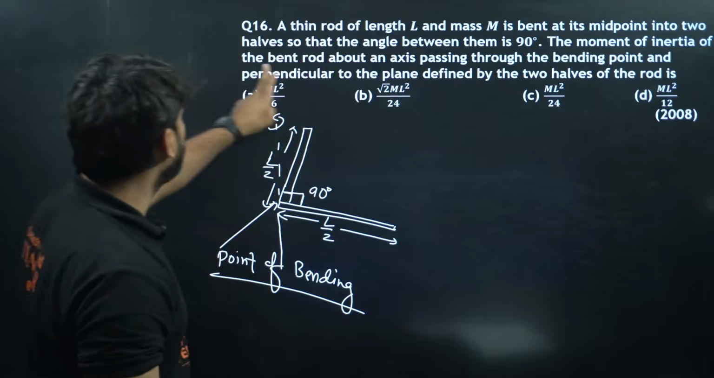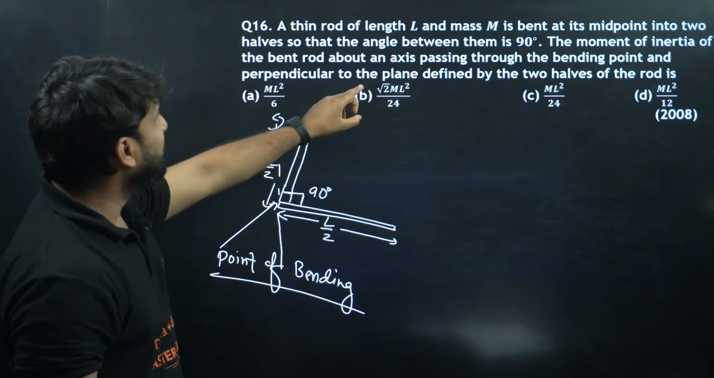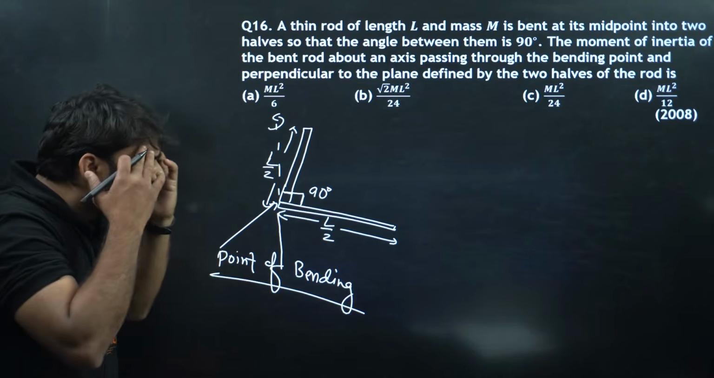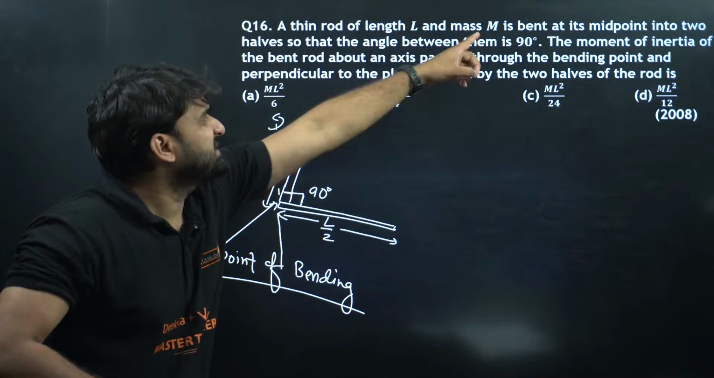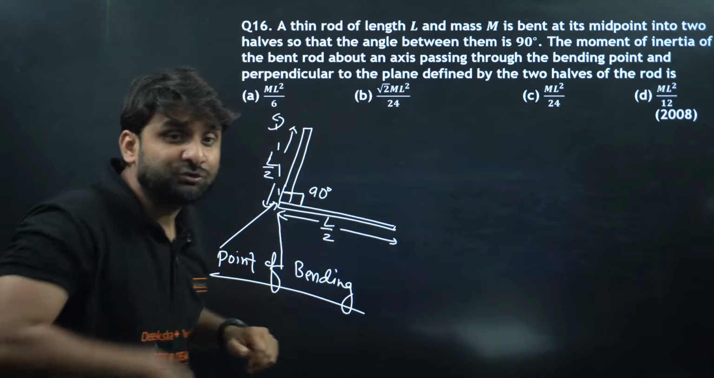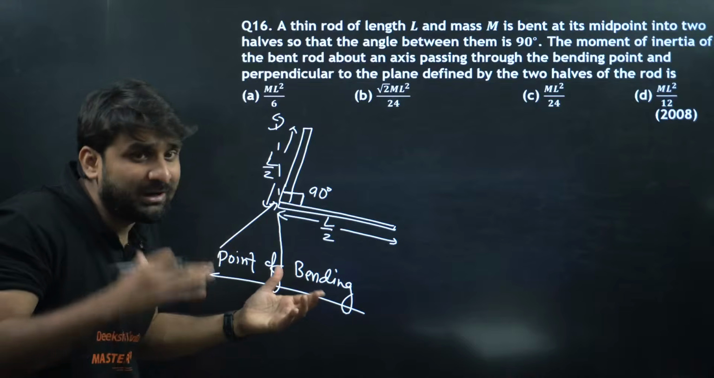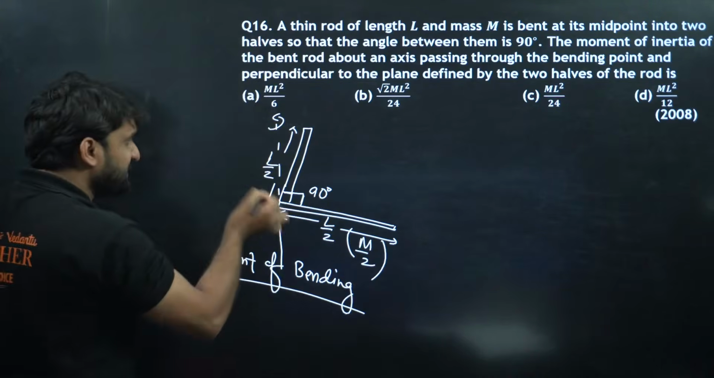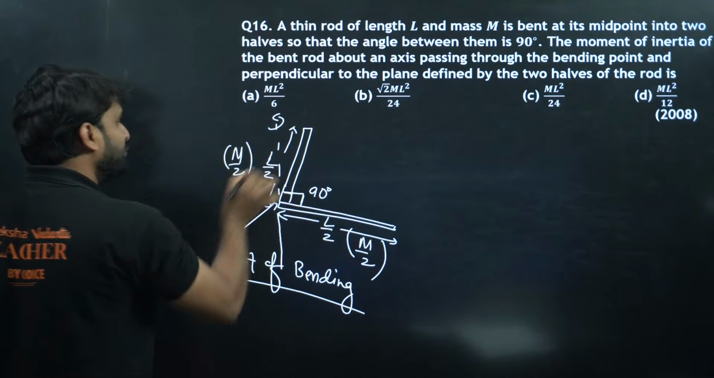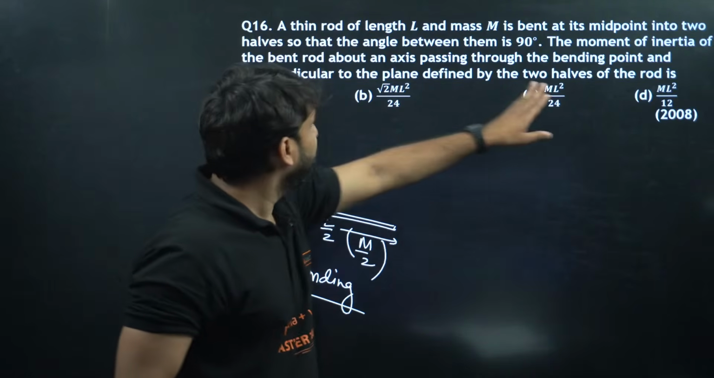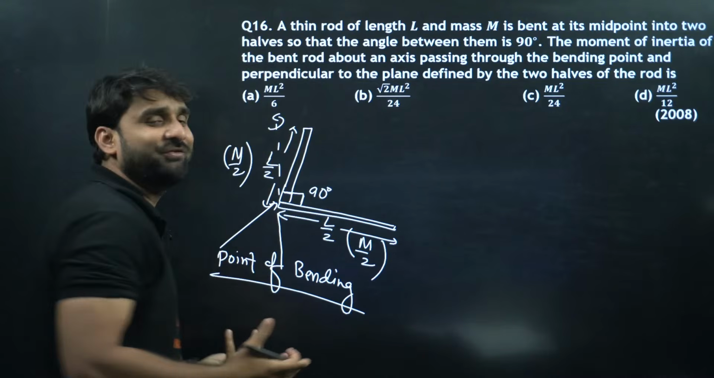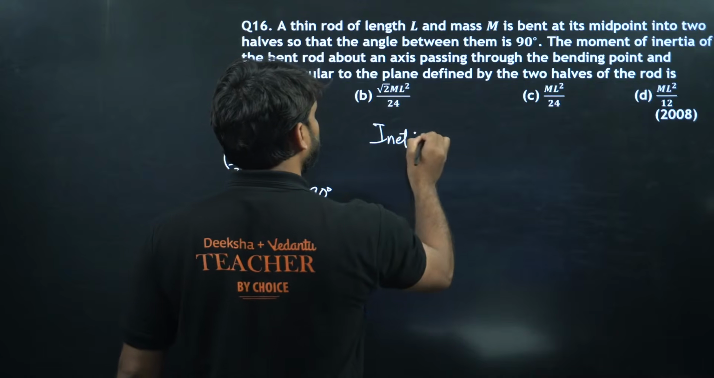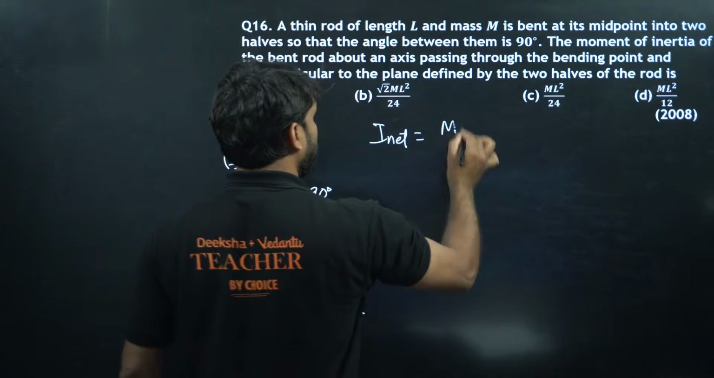The moment of inertia of the bent rod about an axis passing through the bending point and perpendicular to the plane, what will it be? If the rod had total mass M and total length L, mass and length will both be distributed equally. So the length is L by 2 and the mass is M by 2. Now can we find the moment of inertia? The moment of inertia of both will be added up. So we have the formula. I net will be equal to what? Do you know this?